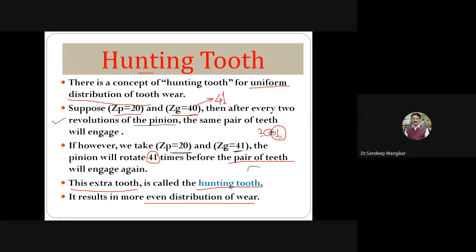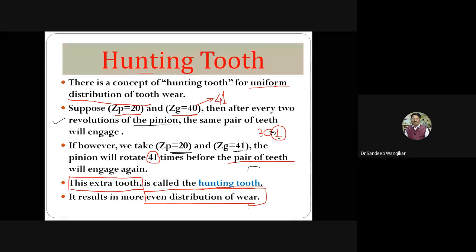And why is this happening? This is due to the addition of an extra tooth, an additional tooth, and this tooth is called the hunting tooth. This is used for even distribution of wear. So, friends, this is the concept of hunting tooth.